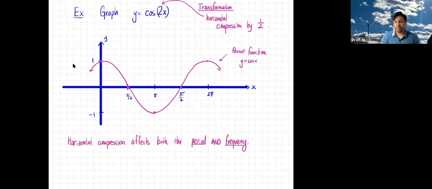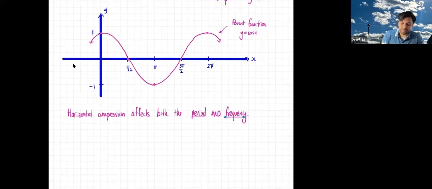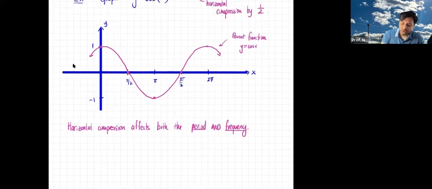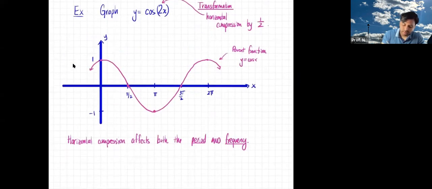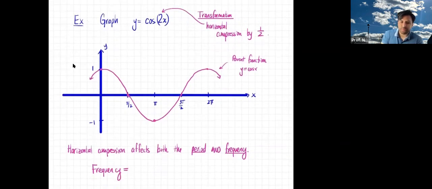So that's what's going to be affected. Obviously the frequency here, remember we talked about the frequency? The frequency is exactly the number 2. So that's going to be easy. To find the frequency, it's easy. The frequency is the number in front of the x.